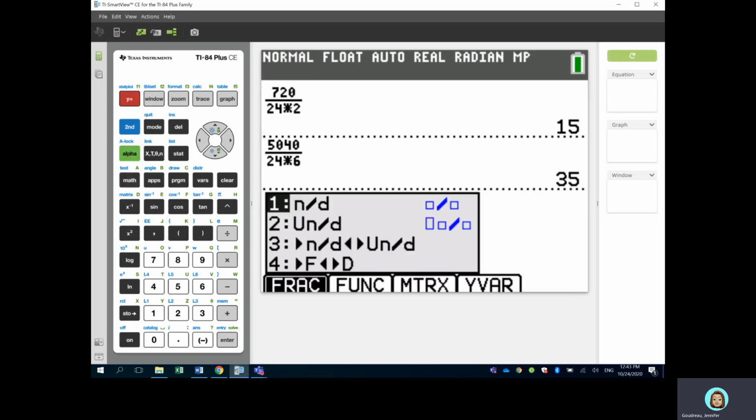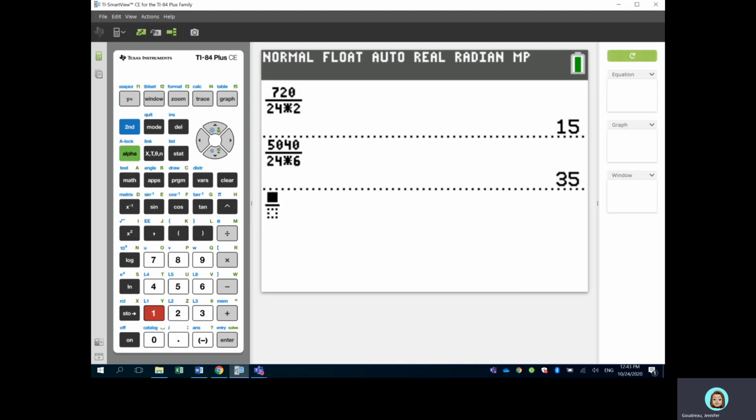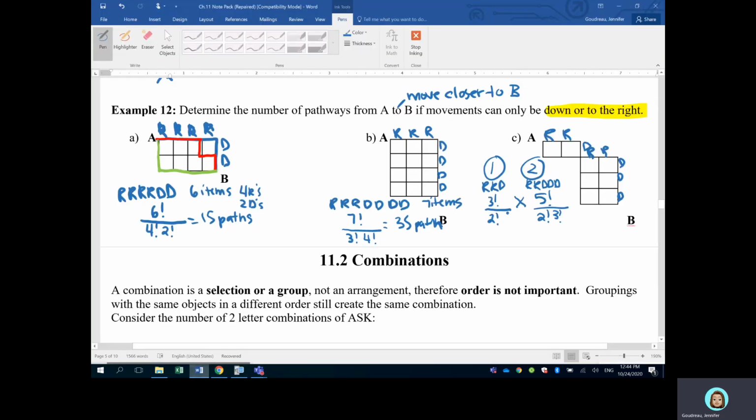Alpha y equals number 1. For the first one in the numerator, we had 3 factorial, which is 6, divided by 2 factorial, which is 2. We're going to multiply that by fraction form one more time. And in the numerator here, we had the 5 factorial, which is 120, divided by 3 factorial, which is 6, and 2 factorial, which is 2. And so our answer there ends up being 30. 30 pathways from A to B in those two grids.